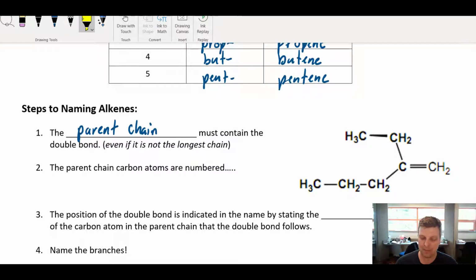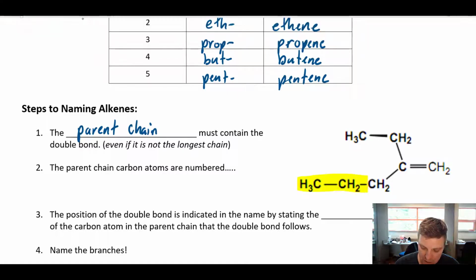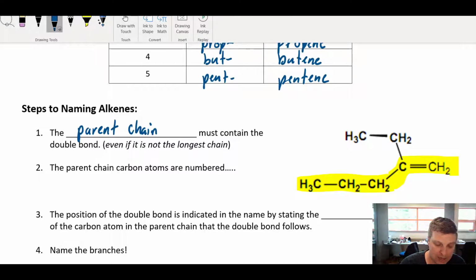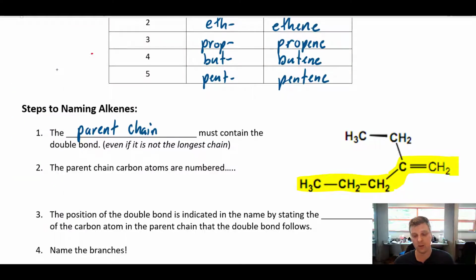So if I look, for example, at this example here, there's a few different ways I might draw my carbon chain, but the longest carbon chain that includes the double bond would be this one right here. So that has to be my carbon chain. So the parent chain, we're going to number the atoms just like we did before. So we're going to number them off, 1, 2, 3, 4, 5 in this case. But we want to number them off so that the double bond gets the lowest number possible.